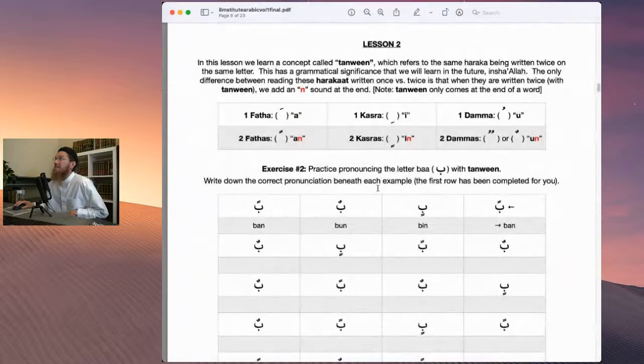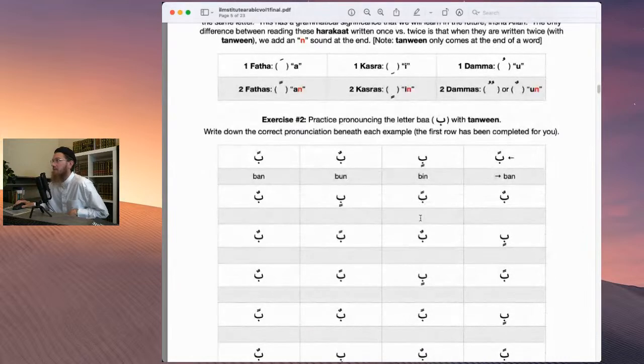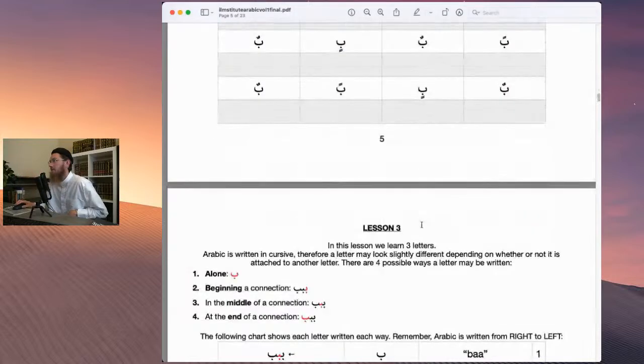In the second lesson, we learned a concept called tanween. This has grammatical significance that you'll learn later, inshallah. But we just learned that when there's two, you just write an N at the end. That's it. So that's simple enough. If you understood the first lesson, then the second lesson is simple, inshallah. You just have to understand that when there's two, it's called tanween, and you write an N at the end.